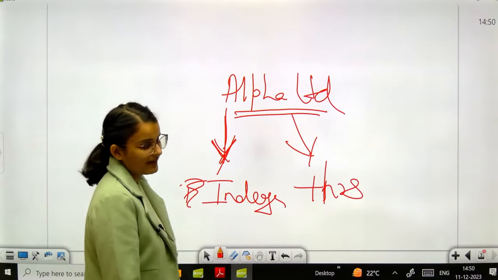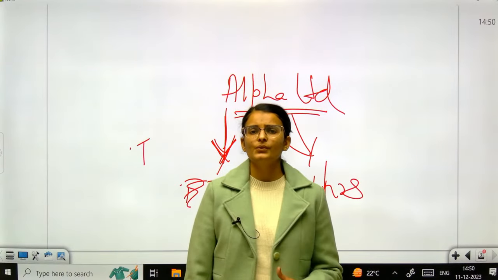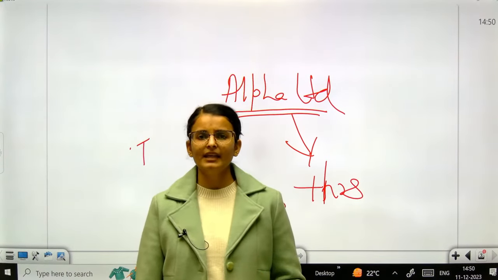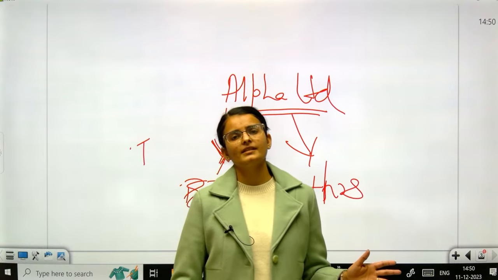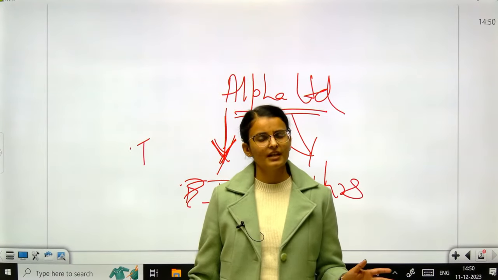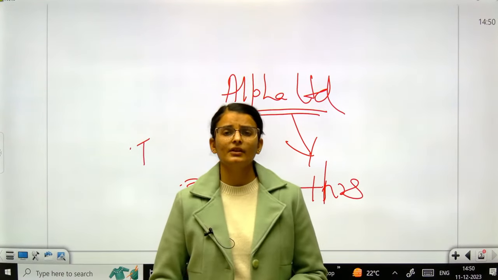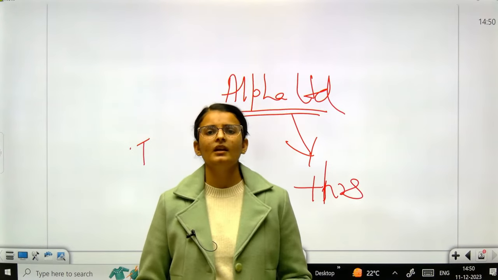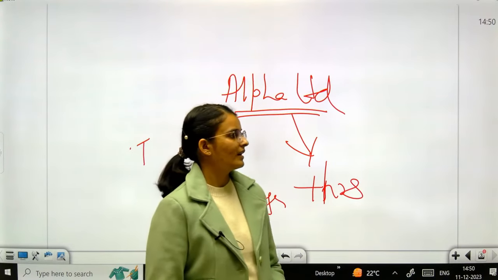So the manager should be dynamic. He should know how to tackle the situation, how to keep a balance between the top managers and the employees or the factory level workers, and how to reward their employees and keep communication and a bond within the organization. Okay.